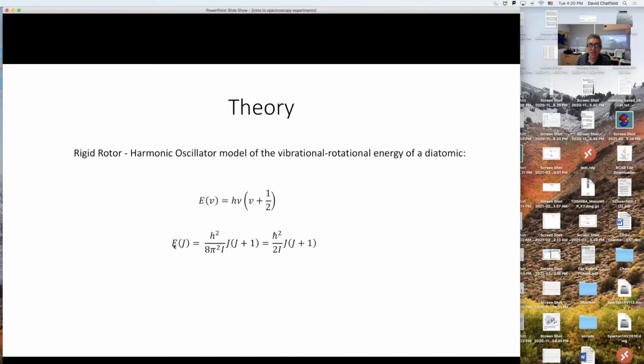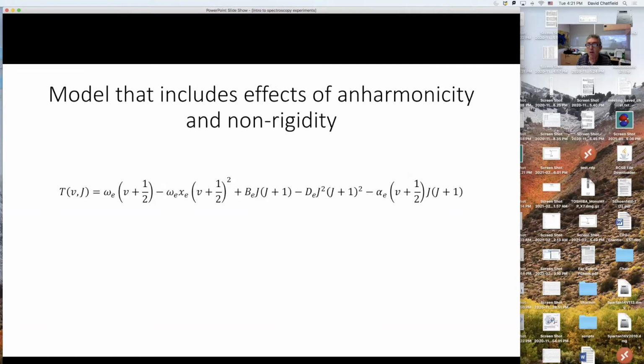Then we also have, for the rotation, the rigid rotor model. You think of your molecule as rigid, not expanding or contracting in length. Then you can have a constant moment of inertia, and this is the energy expression. It's really the same expression as you would get for a particle on the surface of a sphere. It's interesting that they are analogous problems. So we have these two expressions. Now, real molecules are more complicated because they're not rigid.